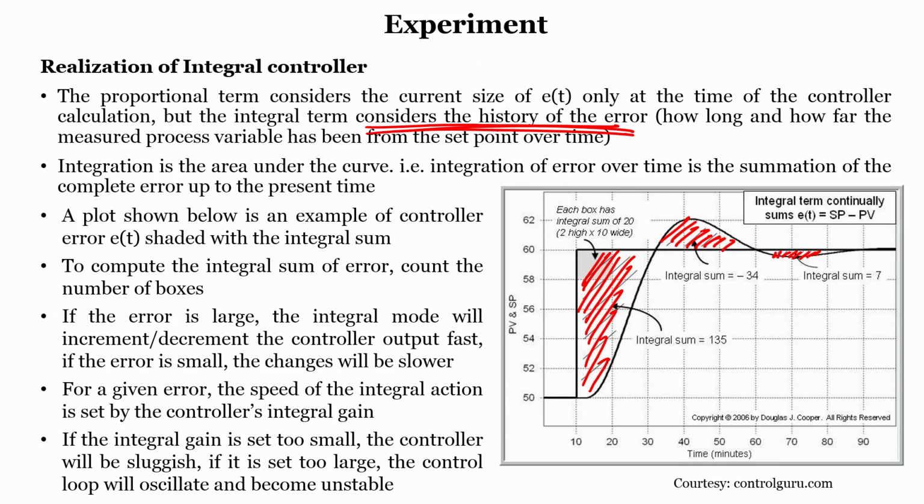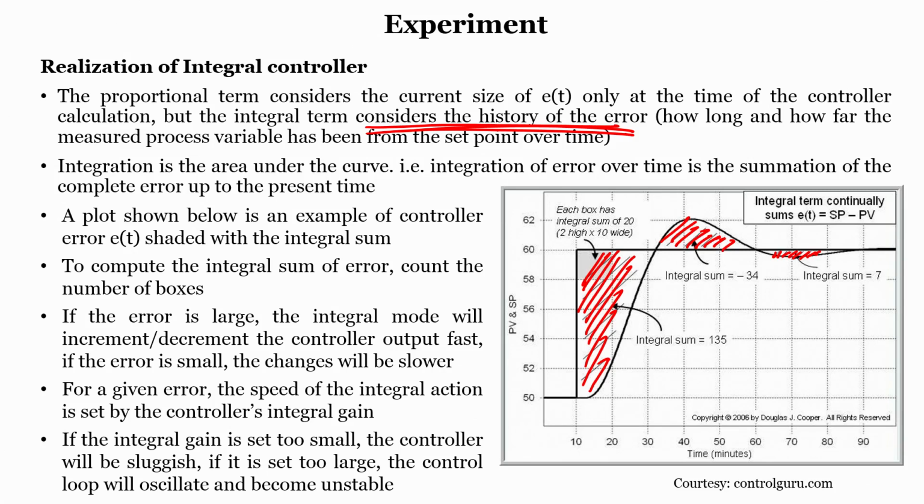So, a plot which is right over here, and we are acknowledging controlguru.com because we have taken the plot from that particular website. The plot shown is an example of a controller error e(t) shaded with the integral sum. Now, the idea of our whole NPTEL platform is to help students with teaching, and that is why we get the best of the images from possible sources, so that they are used only for teaching purposes.